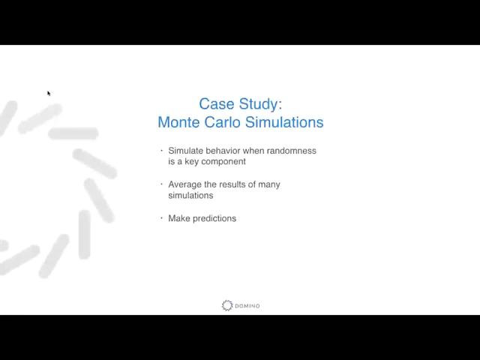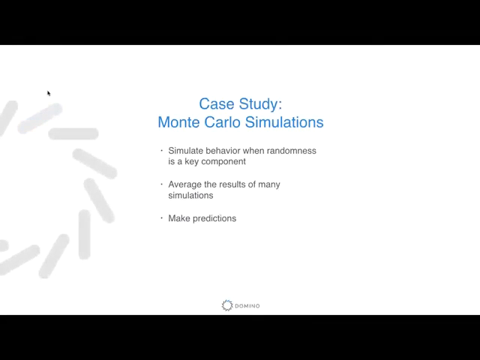So to get started on why we would ever want to use GPUs in the first place, I want to do a little short case study with Monte Carlo simulations. In case you don't know, Monte Carlo simulations are simulations that simulate behavior when randomness is a key component. These types of simulations are used in a lot of different fields, from finance to physics to population dynamic studies in social sciences.